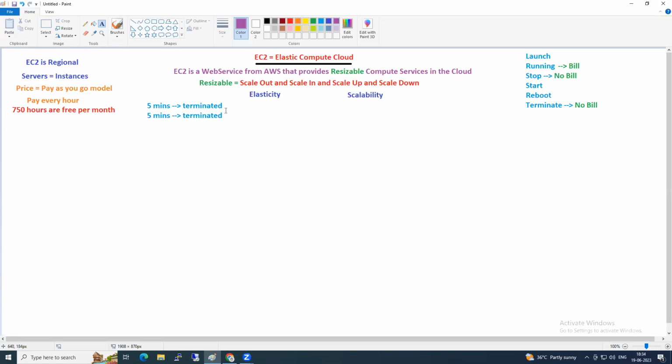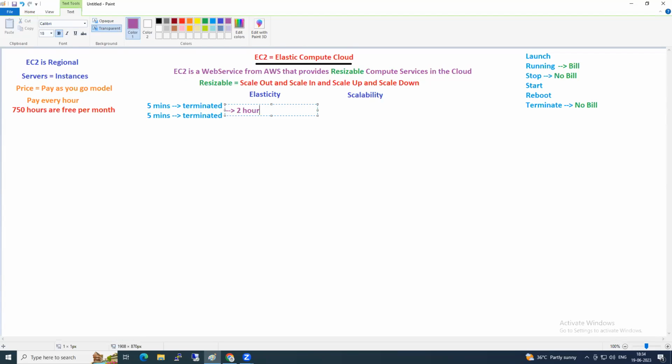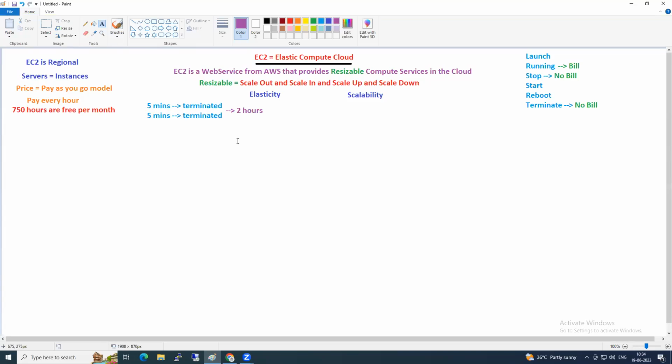This will be a certification question. In certification, they don't ask directly like this. They'll add some masala. This will be an example. One company got established and there are 2 teams, one DevOps team and one security team. The DevOps team launched one EC2 instance and used it for 30 minutes, and the security team launched an EC2 instance and used it for 30 minutes. At the end of the month, how many hours of bill will the manager get? They will ask these kinds of questions.